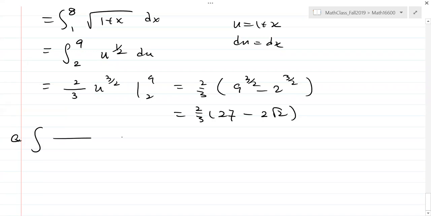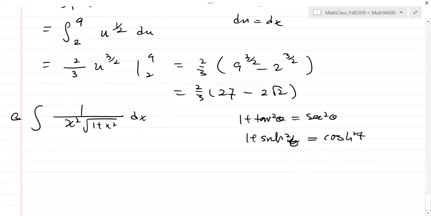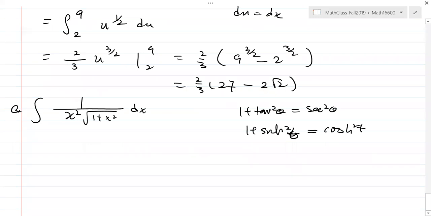Yeah, indeed, we may have integrals like that. Evaluate this type of integral. You will see 1 plus x squared inside the square root. There are at least two formulas that give you a square. You know, 1 plus tangent squared theta equals secant squared theta, right? Another one, I think, is 1 plus hyperbolic sine squared t equals hyperbolic cosine squared t. It's possible, this also gives you a square. So there are two types of identities: 1 plus something squared equals another square, right?